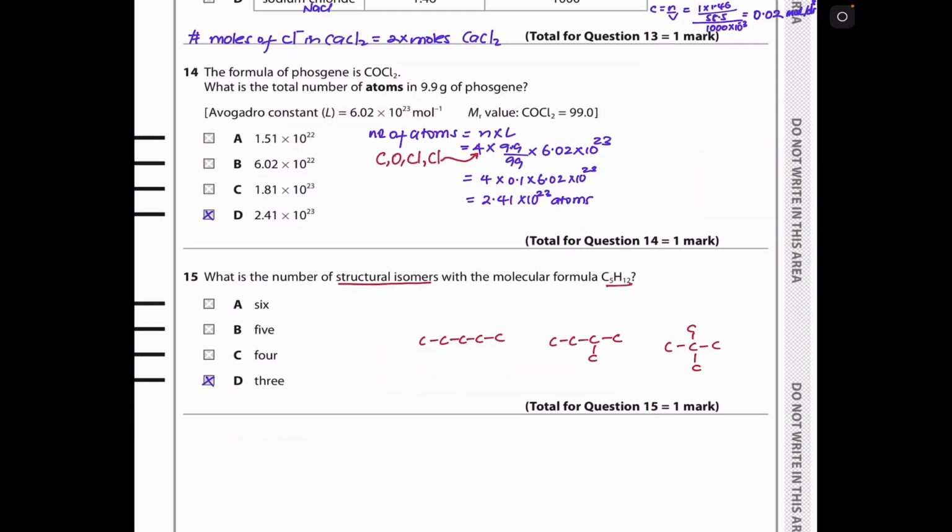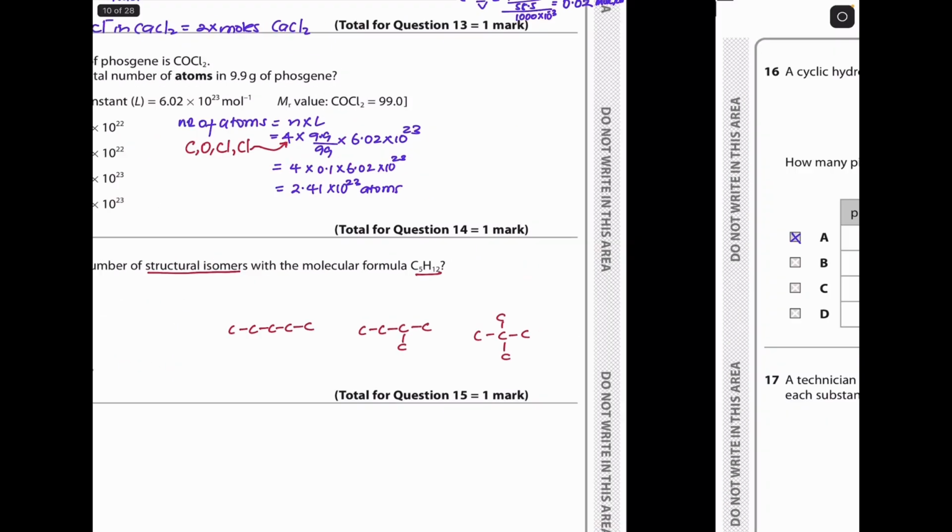In question 15, what is the number of structural isomers with a molecular formula carbon 5, hydrogen 12? We have this when it's a straight chain. Of course, 5 carbons in a line, and then 4 carbons and 1 branched off, and then 3 carbons and 2 branched off. So there are going to be only 3 possible structural isomers.